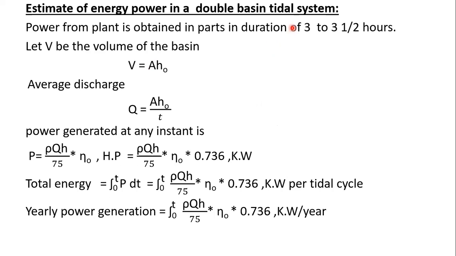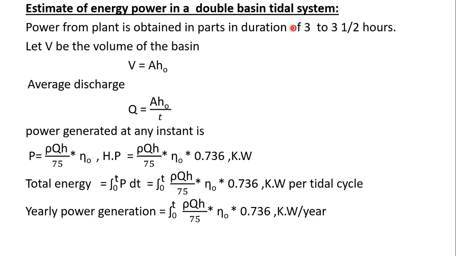When we consider this point of view, total energy can be obtained by integrating the value of instantaneous power. The energy available for the tidal plant depends upon two factors: first, the range of the tide, and second, the volumetric capacity of the basin. So what are the dependable factors? First, the range of the tide. What is the range of the tide? Is it high or low?